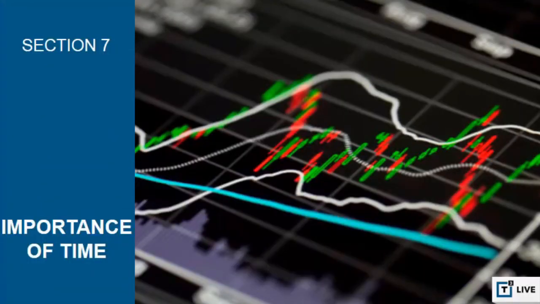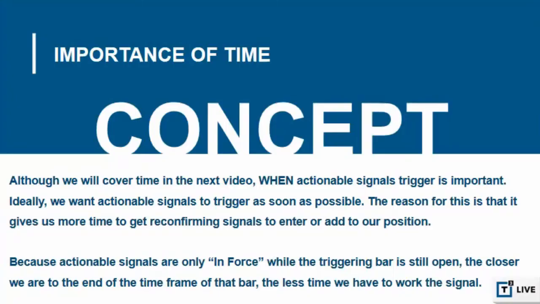The importance of time, section 7. Although we will cover time in the next video, when actionable signals trigger is important. Ideally, we want actionable signals to trigger as soon as possible. The reason for this is that it gives us more time to get reconfirming signals to enter or add to our position, just like we just previously saw. All right? Because actionable signals are only in force while the triggering bar is still open.